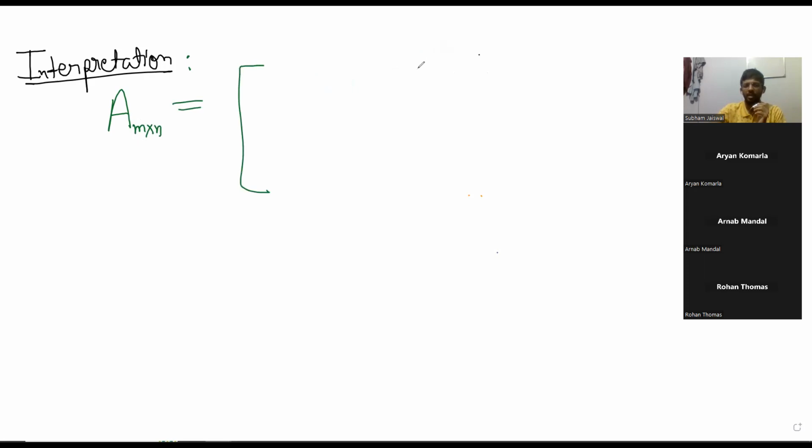Let's again think of it in terms of rows. Let's say it has R1, R2, up to Rm.